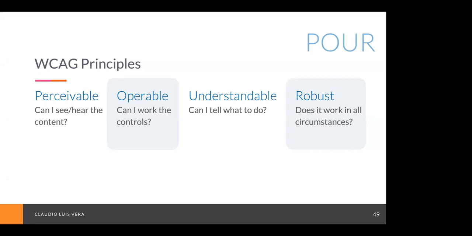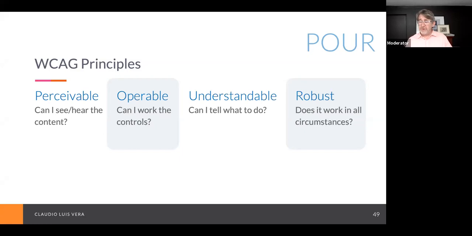Is it understandable? For those of you who are in UX, you're going to get this because it's essentially, is it usable? Do I know what I need to do at a given point in this user experience? And then finally, is it robust? Which means, does it degrade nicely? Does it work in all circumstances?